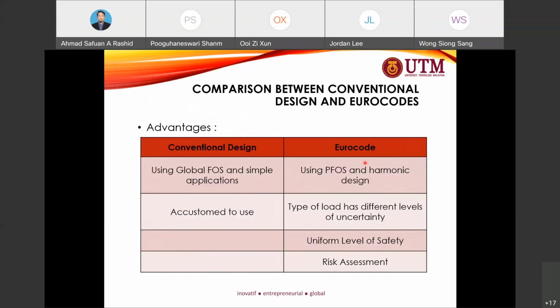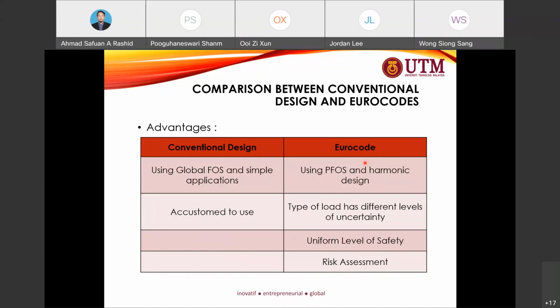So this is a little bit of the difference, or the advantage, of using the conventional design and Eurocodes. Conventional design uses global factor of safety and simple applications, as is customary, because we are familiar with the conventional design. That's why we prefer to use the conventional way, because it's simple and straightforward.